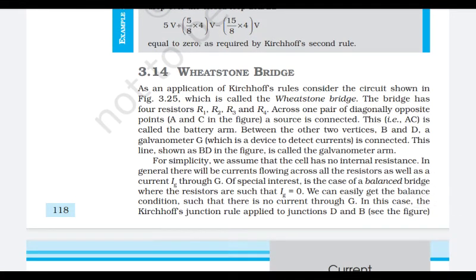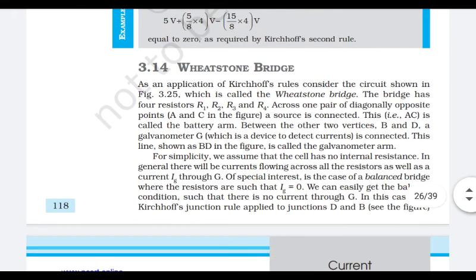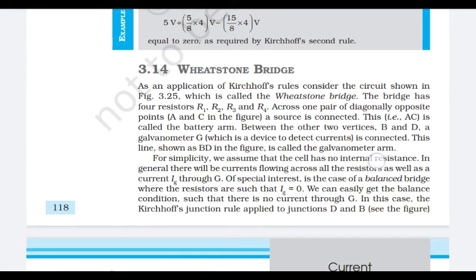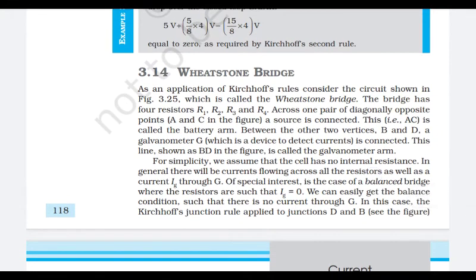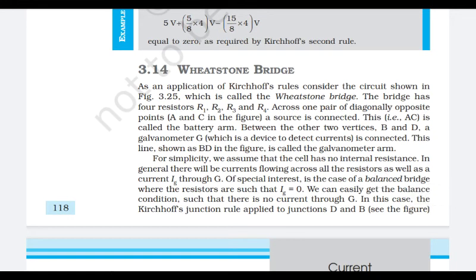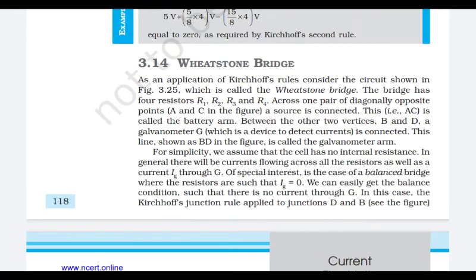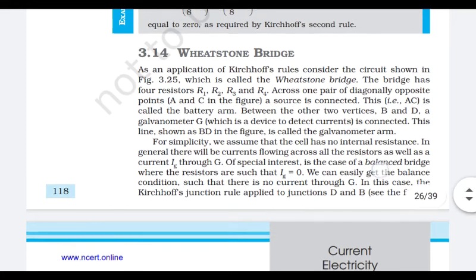Now the next topic is 3.14, which is the Wheatstone bridge. This is another topic, but it is for practical purpose. Wheatstone bridge and its specification. What is Wheatstone? In 1842, Professor Wheatstone of England gave a new idea to determine the value of an unknown resistor. To determine it, he used four resistances in a particular arrangement of circuit, and this arrangement is known as the Wheatstone bridge.